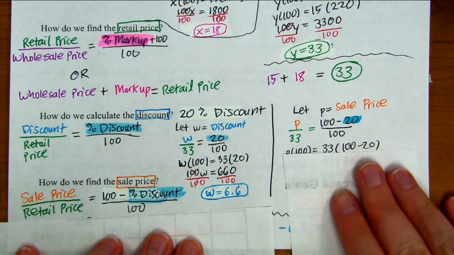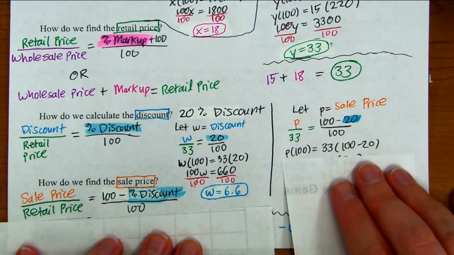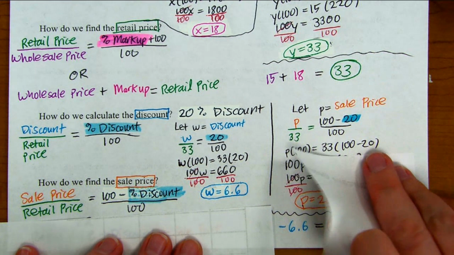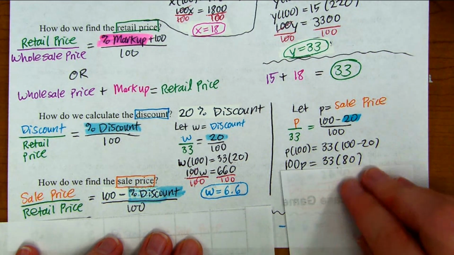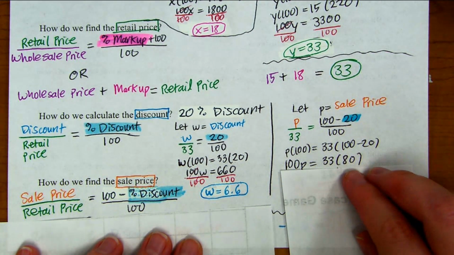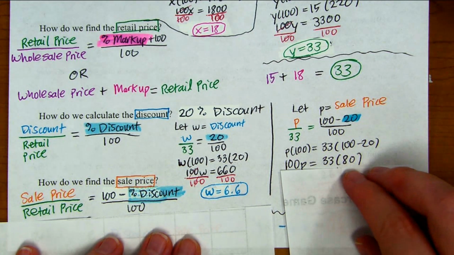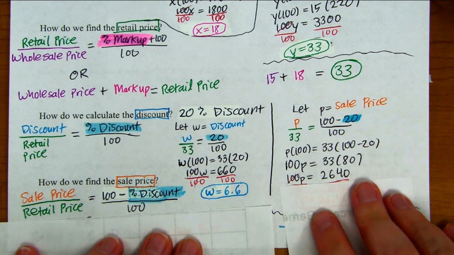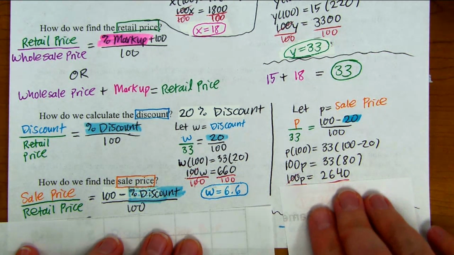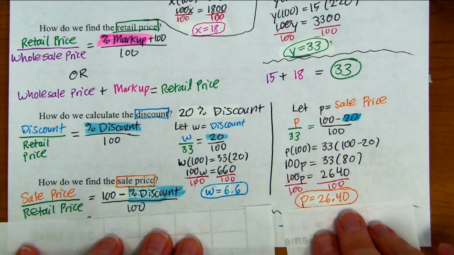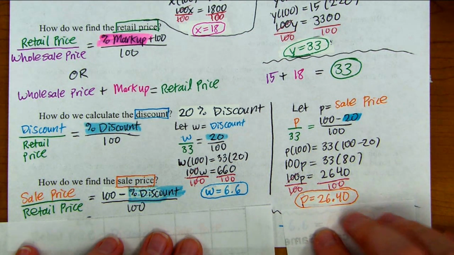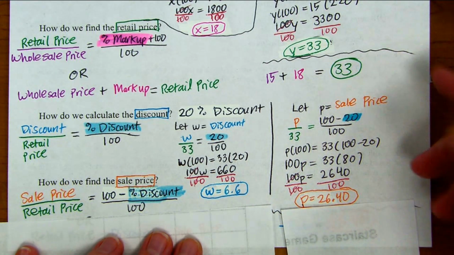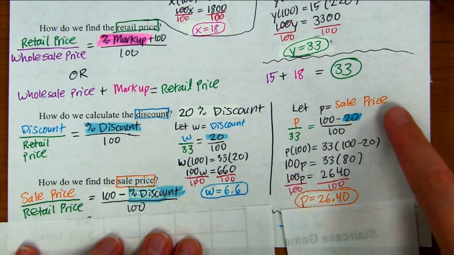P times 100 equals 33 times this entire numerator, so 100 minus 20. And it turns out 100 minus 20 is 80. So that's telling us that the customer is still paying 80% of the retail price. So from there, we can do the multiplication and then divide both sides by the coefficient and we get $26.40. So this tells us the original price that the customer would pay was $33. It is now discounted down to the sales price, which is $26.40.